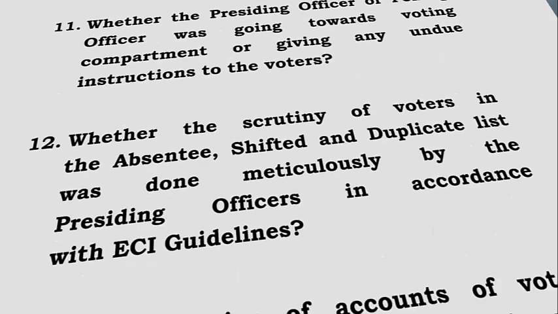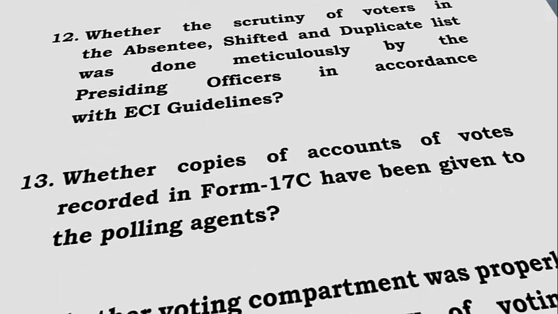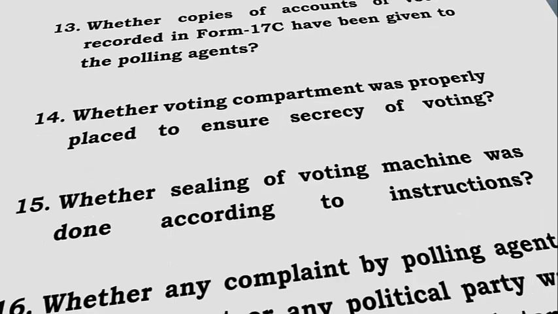Whether the scrutiny of voters in the absentee, shifted and duplicate list was done meticulously by the presiding officers in accordance with ECI guidelines. Whether copies of accounts of votes recorded in Form 17C have been given to the polling agents. Whether voting compartment was properly placed to ensure secrecy of voting. Whether sealing of voting machine was done according to instructions.